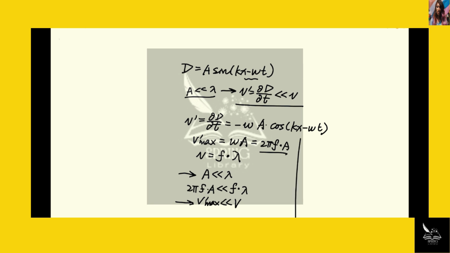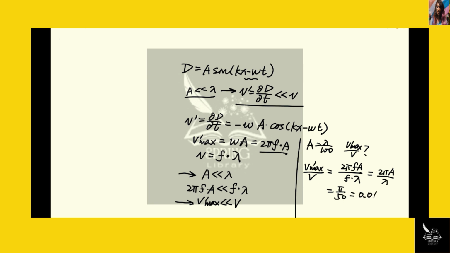Part B says if we have a equals lambda divided by 100, then what will be v prime max over v? For that, we can just plug in the expression. So this is 2 pi f a, and v is f times lambda. So this gives us 2 pi times a over lambda. A over lambda is 1 over 100, so this is pi over 50, which is 0.063.